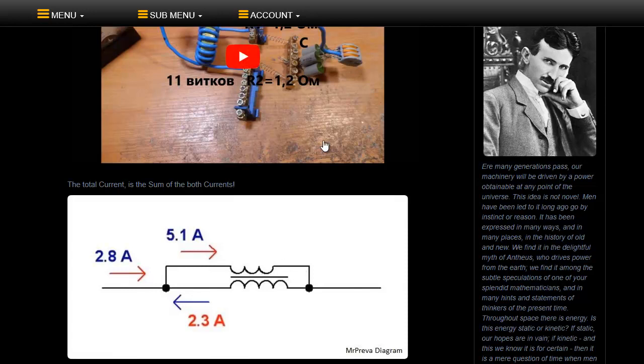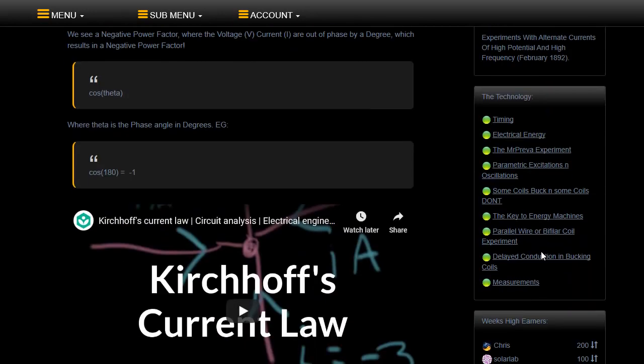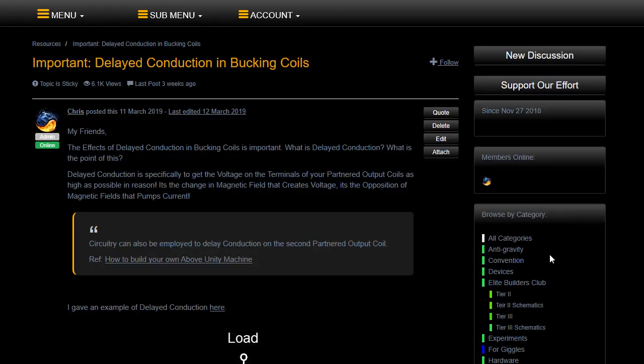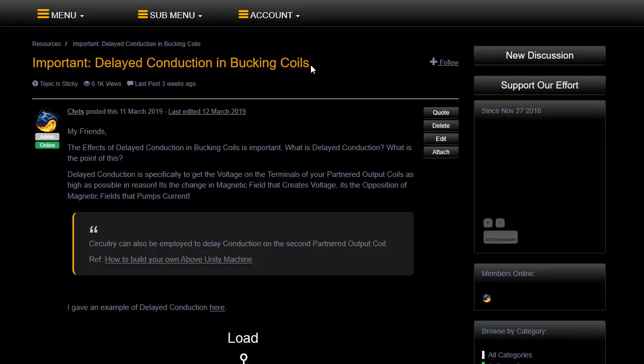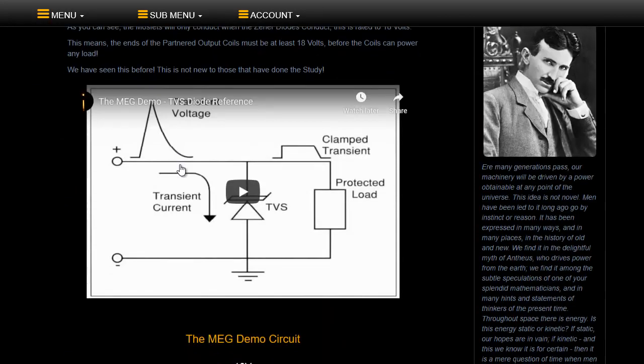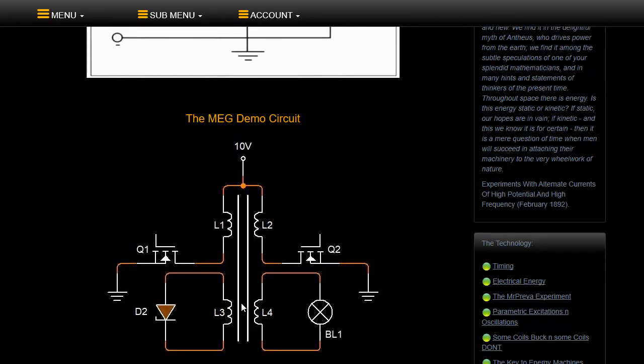That's probably enough on the Mr. Prever experiment. So, coils in resonance. What we have done is we've covered delayed conduction and bucking coils. What we're trying to aim for is that one of the coils won't conduct straight away. One of the coils has a delay in the conduction, and the reason is that we want the L3 coil to see the L4 coil as a primary.